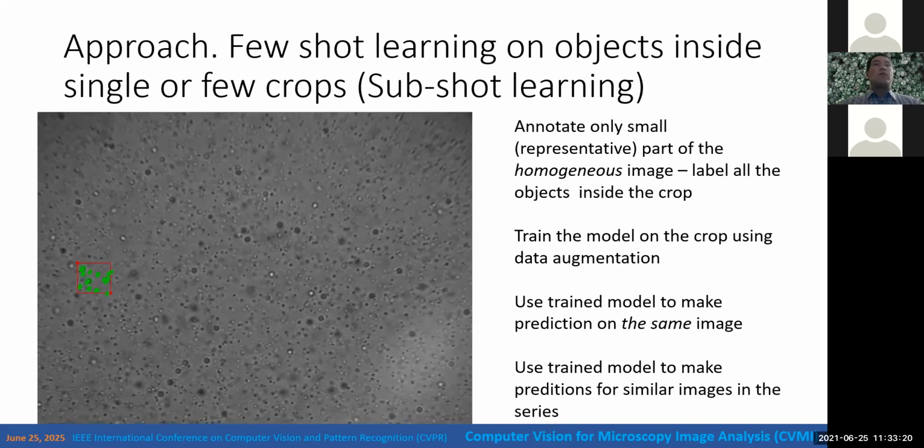We tried to use few shot learning on this kind of images, and in order for this specific case to be distinguishable from other cases, we suggest calling it subshot learning. It means that you have a homogeneous image which is made of essentially similar parts, and you crop a part of this image and annotate all the objects inside. Then you use this crop to train the neural network, and this trained network may do inference on the same image or on another image in the same series.